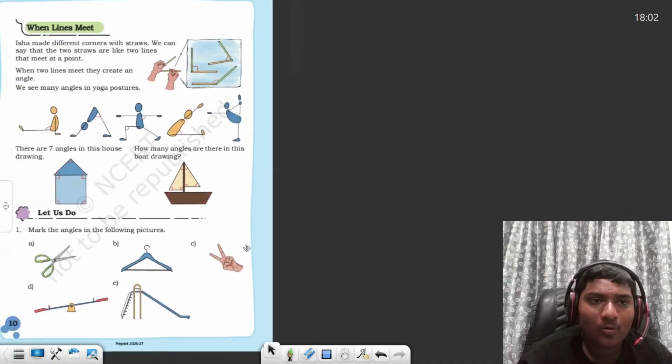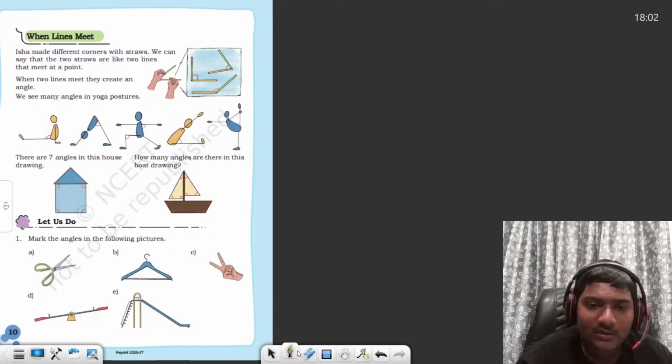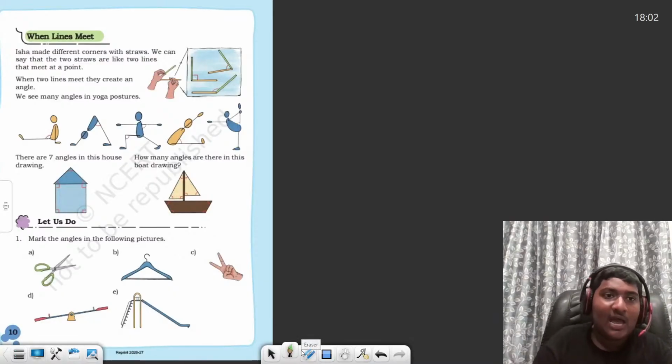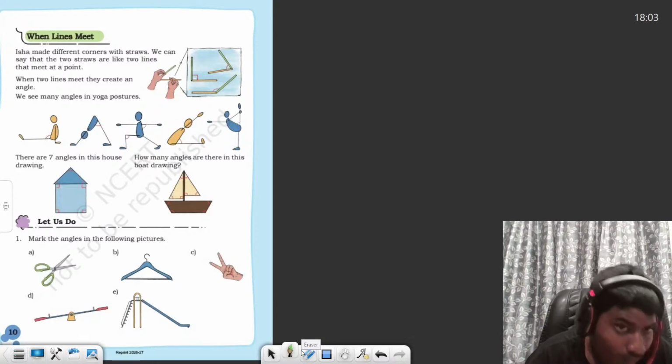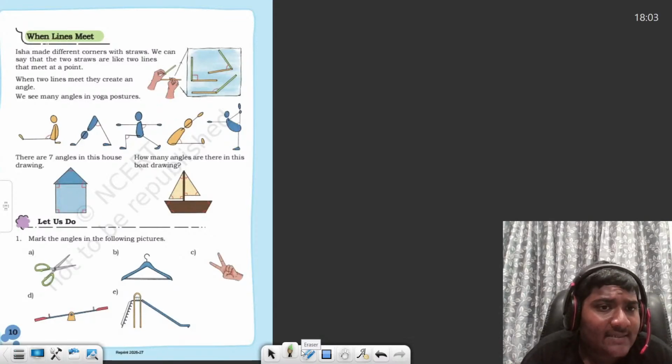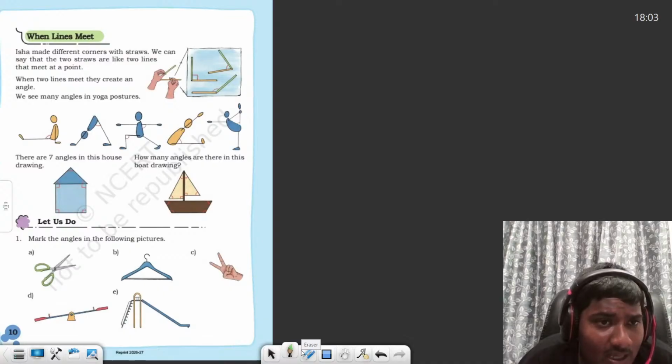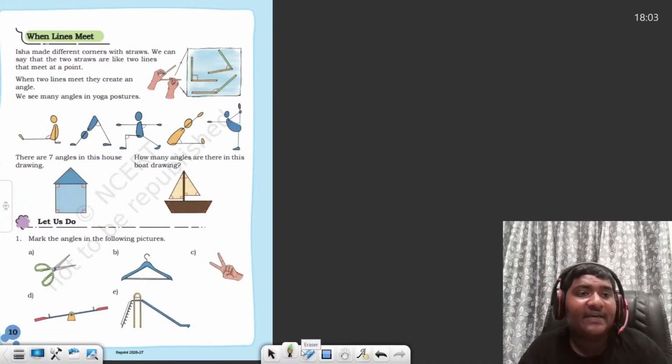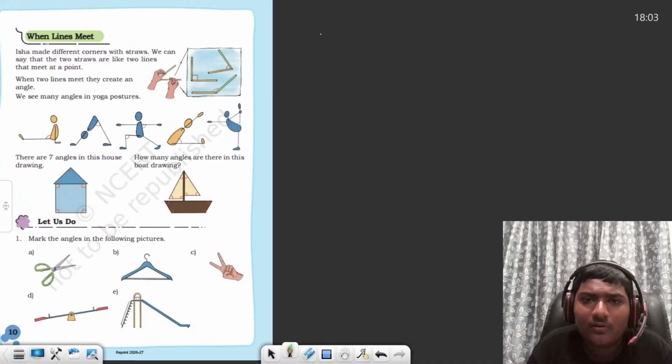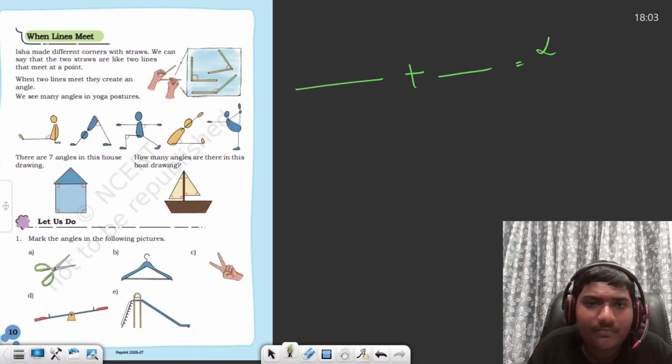Let us come to when lines meet. It is one also important one. Isha made different corners with straws. We can say that there are two straws, like two lines that meet at a point. When two lines meet, they create an angle. So angle is equal to angle. We see many angles in yoga postures.